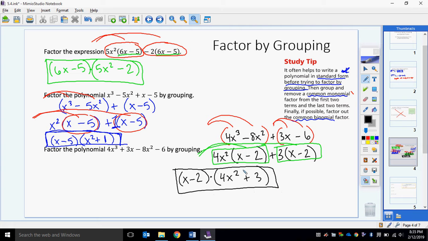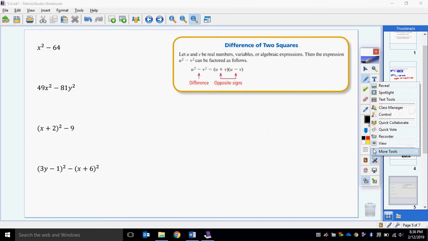There's nothing that I can take out of both of these. No number can be taken out of 3 and 4, nor can a letter like x because it's not in the 3. Same thing over here with the x minus 2. I can't factor that anymore.